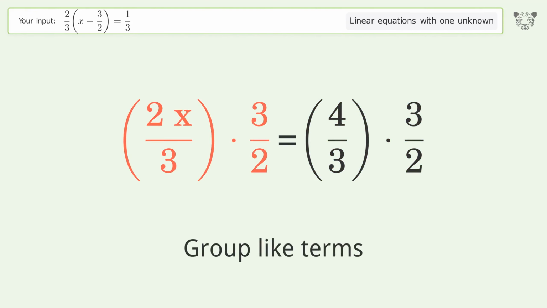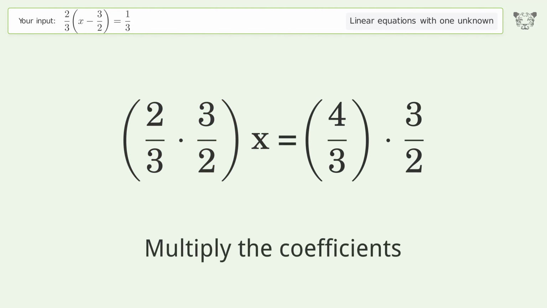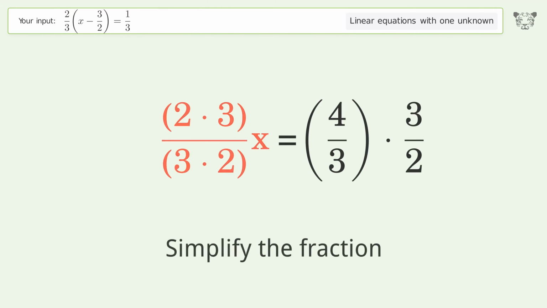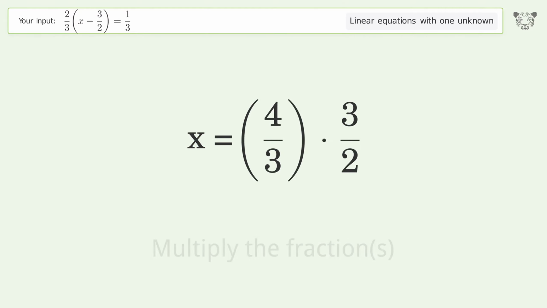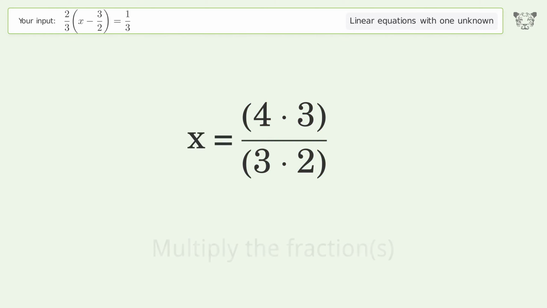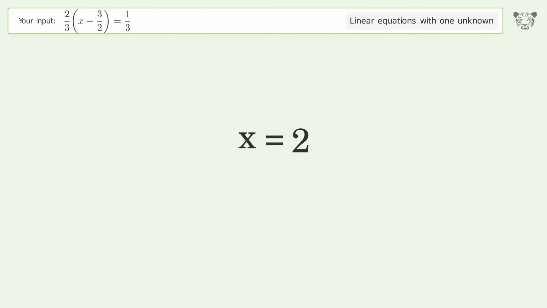Group like terms. Multiply the coefficients. Simplify the fraction. Multiply the fractions. Simplify the arithmetic. And so the final result is x equals 2.